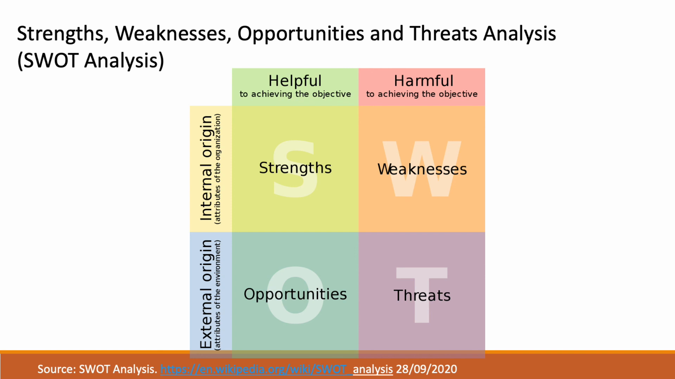You can control them. Weaknesses, you can control them, but they are negative. Opportunities are outside variables, and you cannot control them. And threats, which are negative, and you cannot control them. And you're going to write down at least 3 of each in this kind of chart in your report.